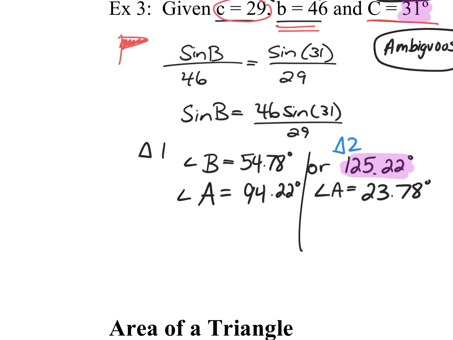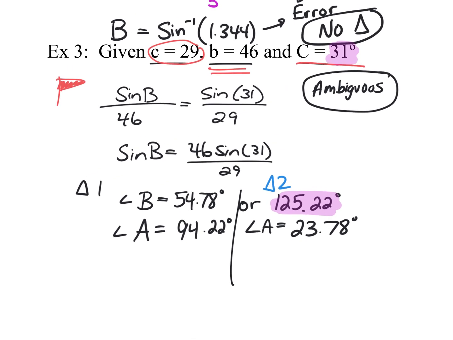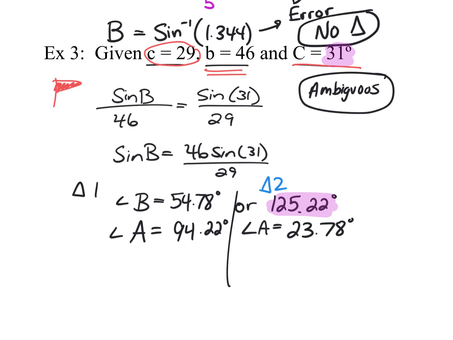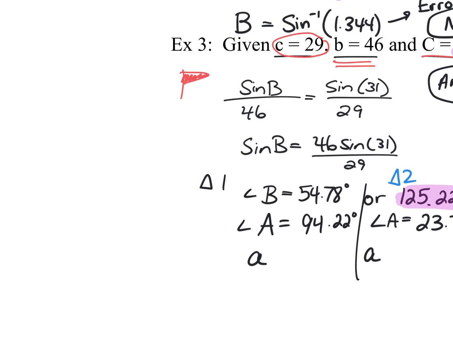So we found all three angles in both triangles now, and now we have to finish both of them, and we're going to do that by finding, finally, side, let's see, what are we missing? Side A, I believe. Yeah, we were given B and C. Our remaining side is little a. And in both cases, on both triangle 1 and triangle 2, we're going to have to use our law of sines. So A over the sine of 94.22 will be set equal to 29 over the sine of 31.